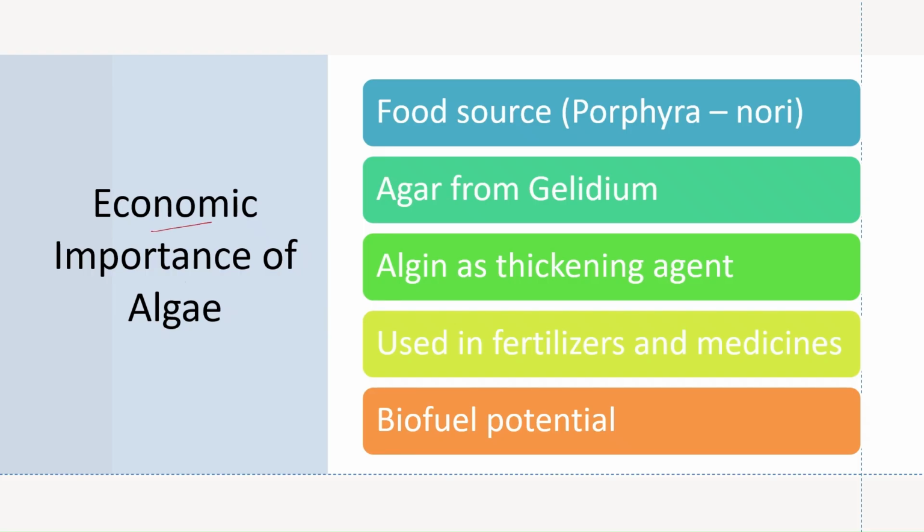Economic importance of algae. The first one is food source. Porphyra is a genus name for algae, and nori is the common name in Japan. You may have heard that sushi is a famous food in Japan. They wrap something in a sheet. You may have seen a green sheet. In that they wrap and make a sushi like this. Inside they have some food. This sheet is made from algae.